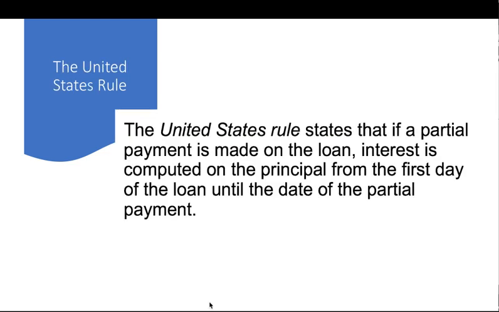Okay, now let's talk about this United States rule. So the United States rule states that if you're going to make a partial payment on a loan, by law, that partial payment has to be applied to the interest first. So you have to pay all the interest you owe first before you can start paying off the principal.